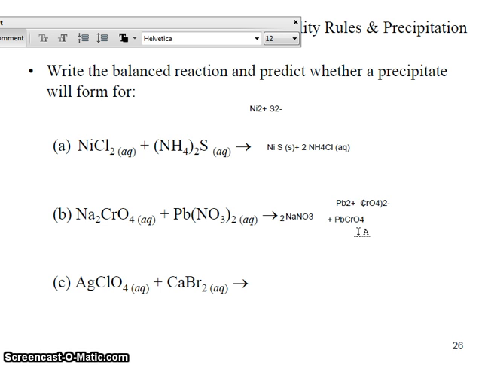Again, realize all sodium salts are going to remain soluble, so the sodium nitrate is going to remain aqueous, whereas the lead chromate is going to be solid.